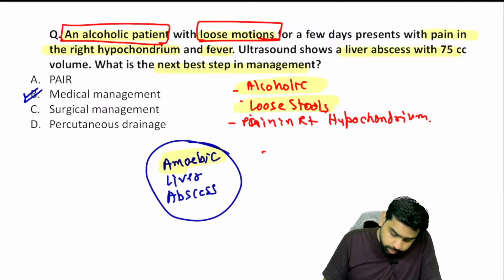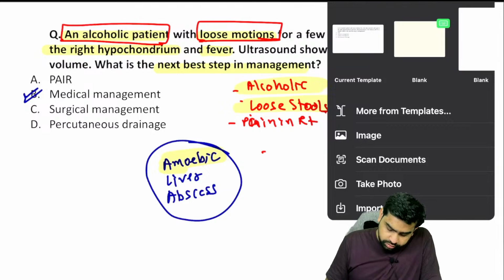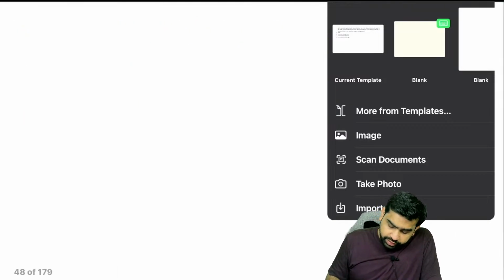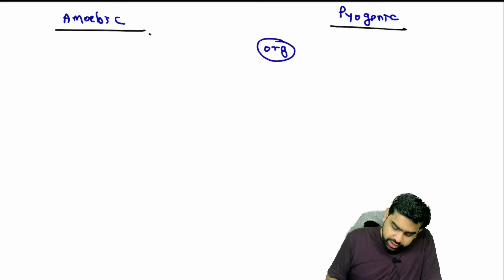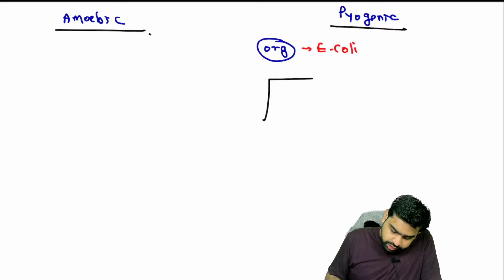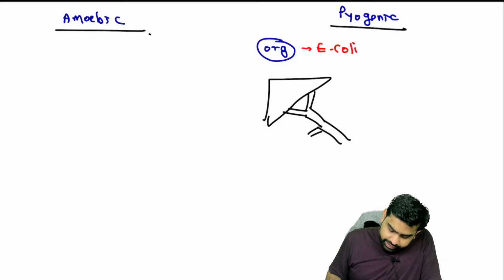Okay, so let's talk about this amoebic liver abscess and the pyogenic liver abscess. We have the two types: amoebic and pyogenic. What is the most common cause of a pyogenic liver abscess? The organism associated with the pyogenic liver abscess is E. coli. Let's assume that this is the liver, and this is the right and left hepatic duct, common hepatic duct, cystic duct, common bile duct, all those structures.